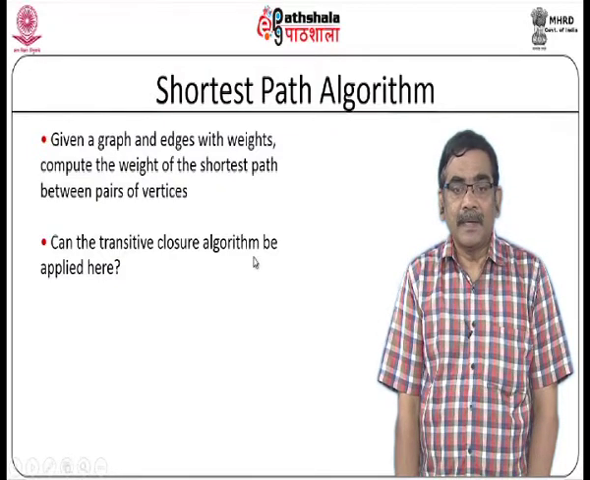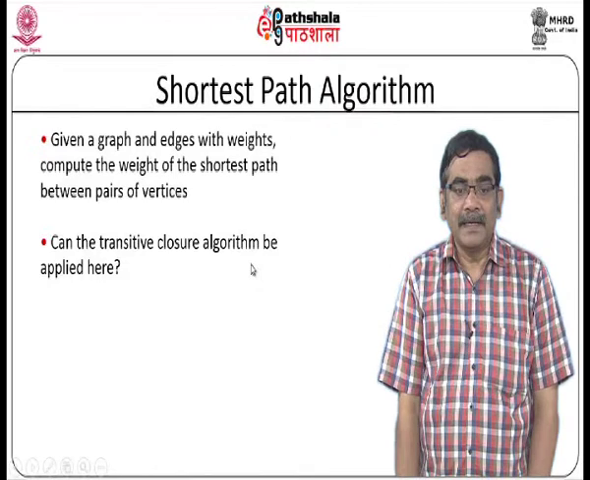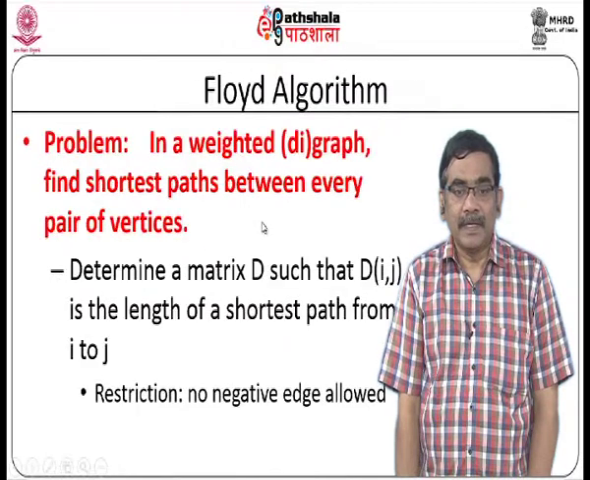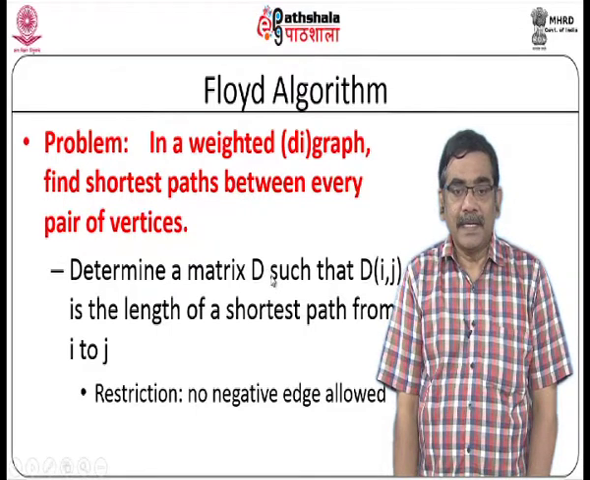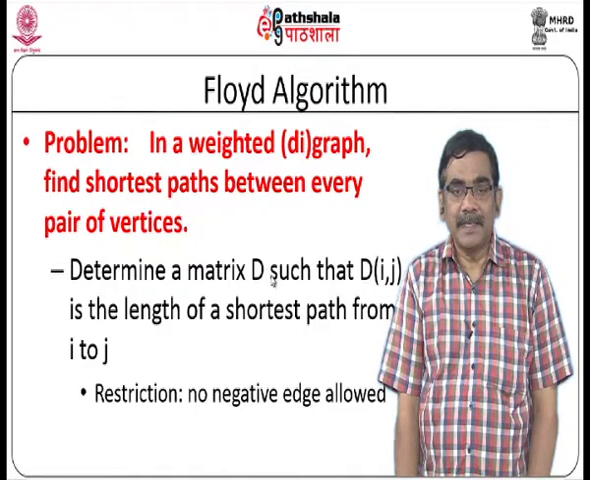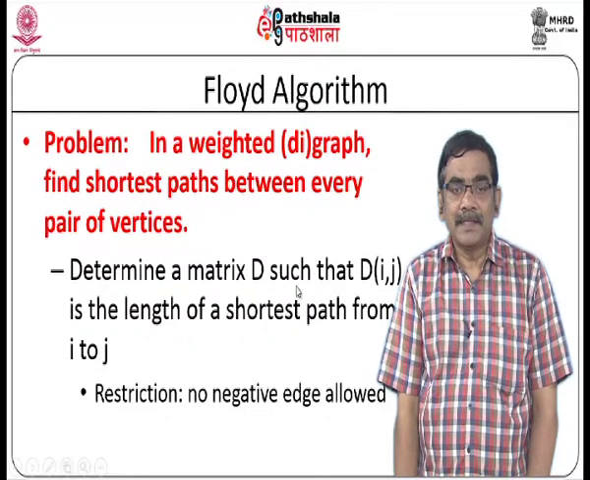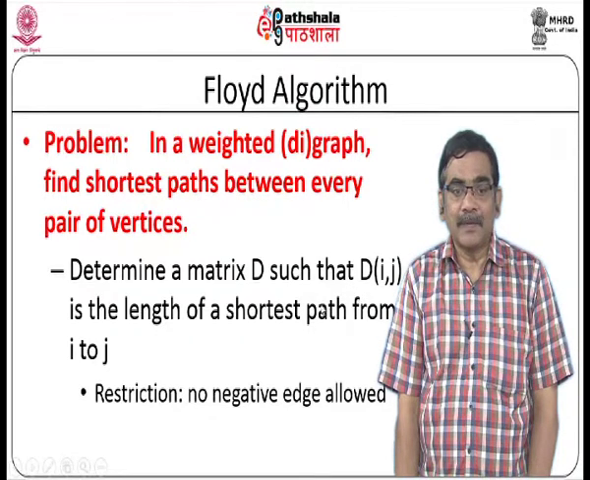So, now the logic is: can we apply the transitive closure and find the shortest path for this? The logic is very simple. We have to generate a matrix D, the distance matrix, which is similar to the path matrix, but now the content of the distance matrix tells the length of the shortest path from i to j. This algorithm is called Floyd's algorithm, which has one restriction: no negative edge is allowed.